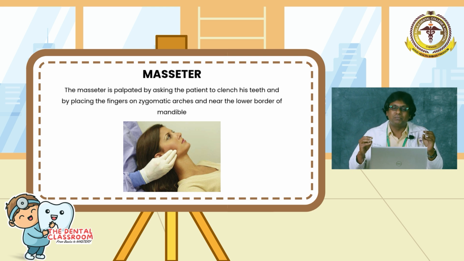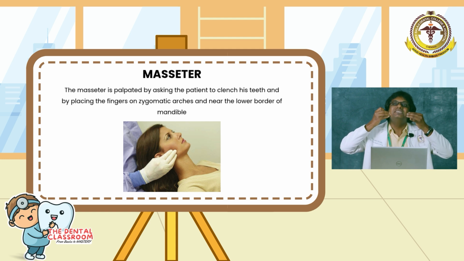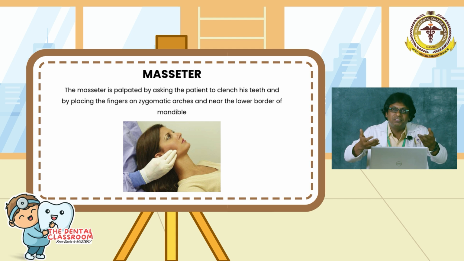Clinically palpating the masseter muscle is very, very easy. Ask the patient to clench the teeth, or clench your own teeth. There will be a tissue bulge, and you can feel it very easily. That is the masseter muscle. So that is how you generally evaluate the masseter muscle clinically.